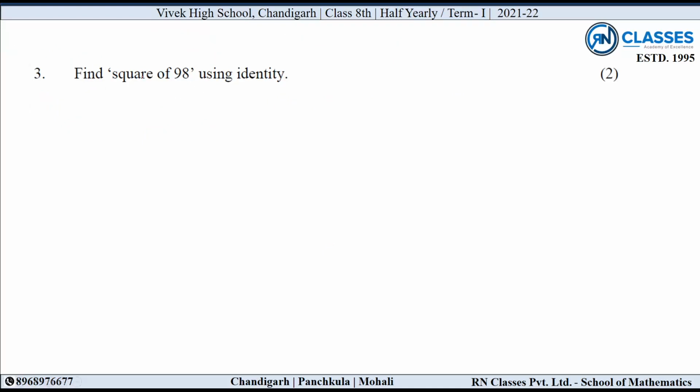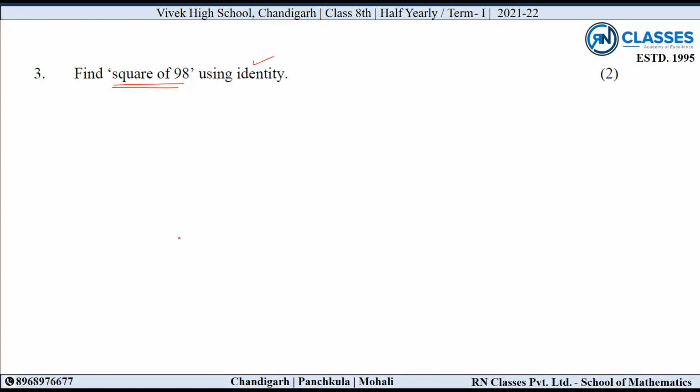Okay. Find the square of 98 using identity. Square of 98 निकालना है. अब square of 98 we have already done it in the class. 1 से 125 तक के squares आपको आते हैं. 98 का square कैसे आएगा? 100 minus 2 means 100 minus 4 means 96, and again 2 का square is 4. 9604 is the answer. We know that.